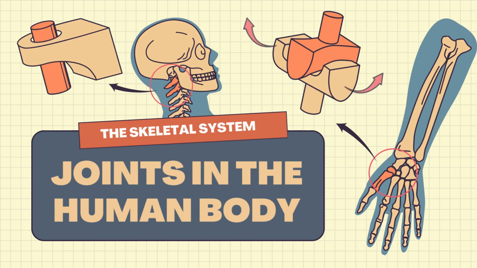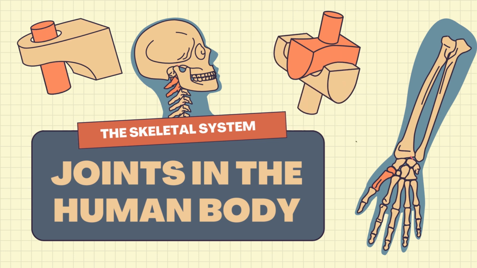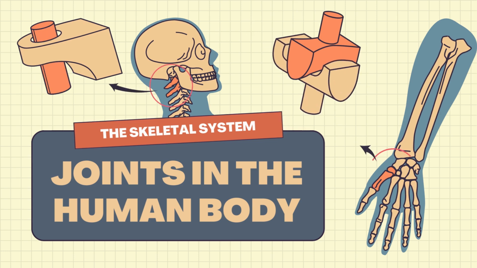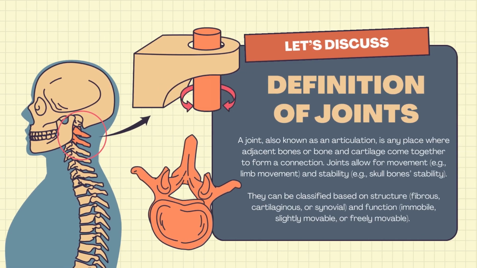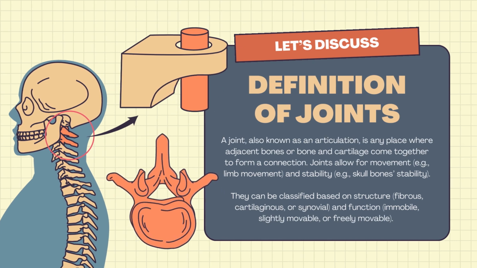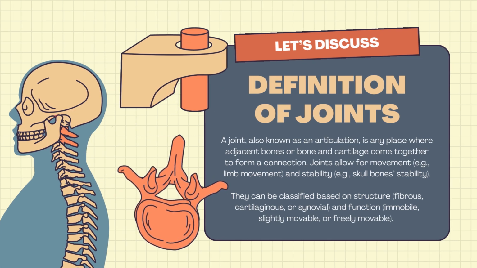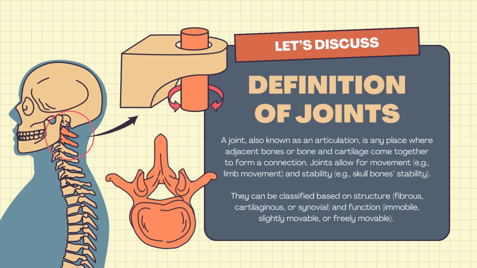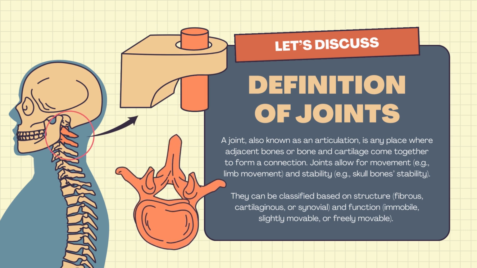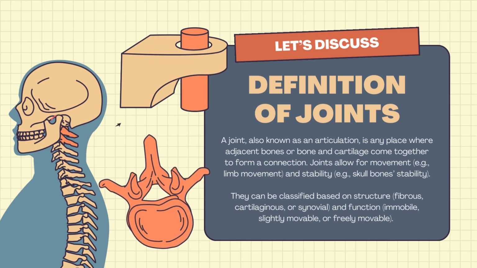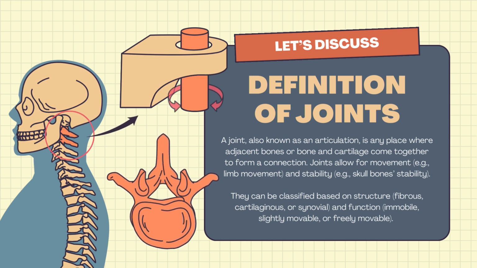Today we're diving into an interesting topic, the different types of joints in the human body. Let's get started. Our joints are what allow us to move in various ways. They connect our bones and come in different types, each with a unique function. We can classify joints based on their structure and how much movement they allow.